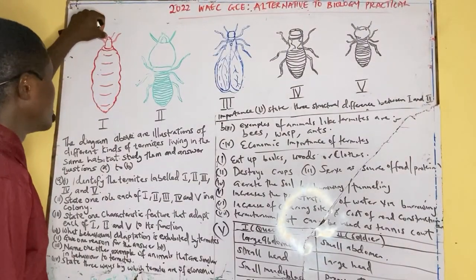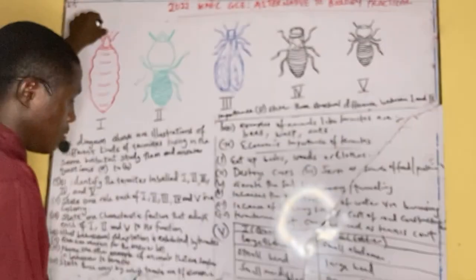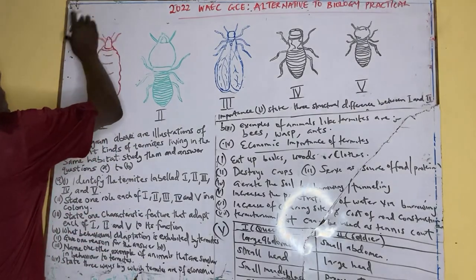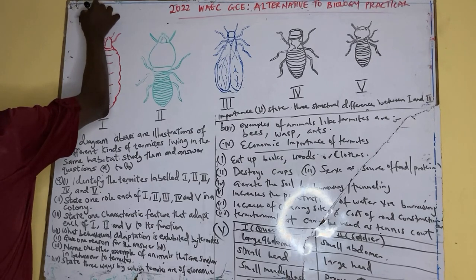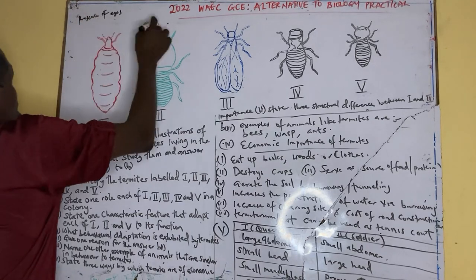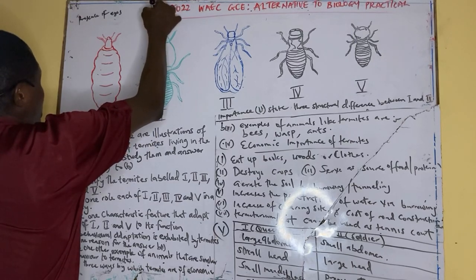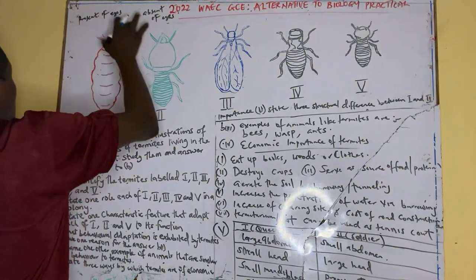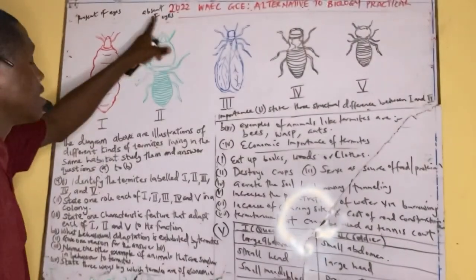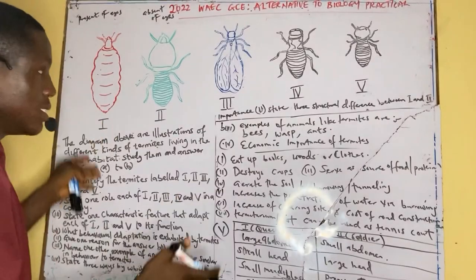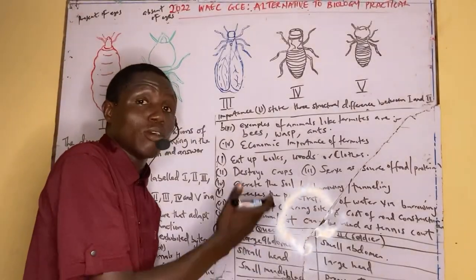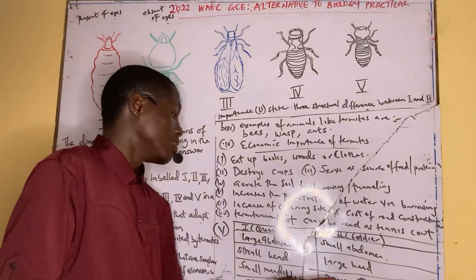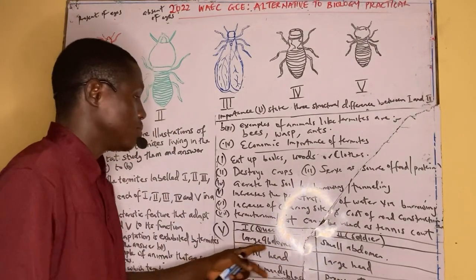You can see there are eyes there. You can also include it in your answer. Presence of eyes, and absence of eyes. So these are the physical observable features, or physical differences. So I write short legs and long legs, small mandibles and prominent mandibles, small head, large head, large abdomen, small abdomen.